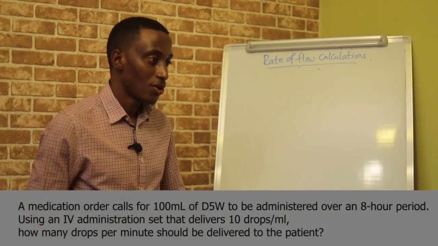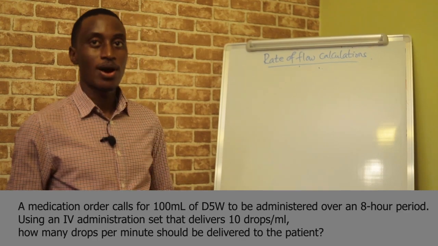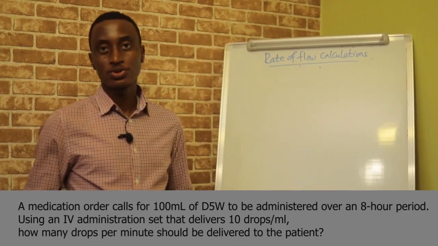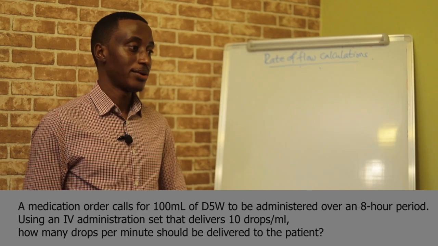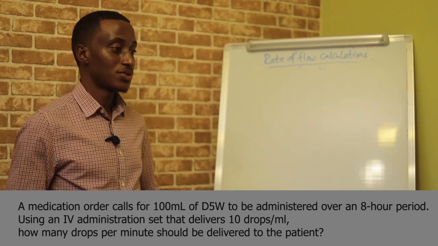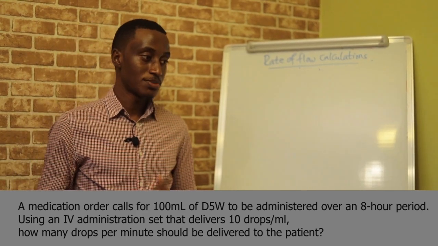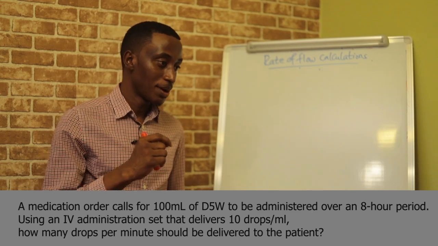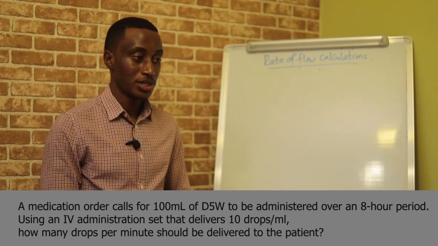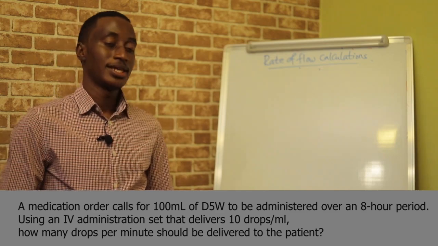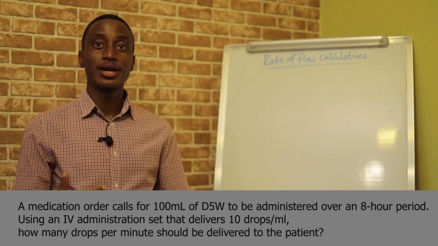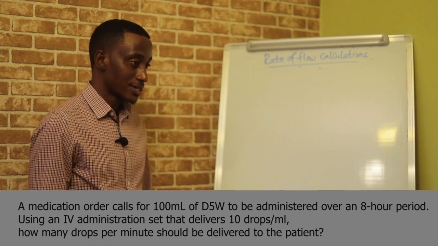A medication order calls for 100 mils of dextrose 5 in water to be administered over an 8-hour period using an IV administration set that delivers 10 drops per mil. How many drops per minute should be delivered to the patient? So when we encounter words like how many drops per minute, that means you are looking for the rate of flow. So let's write the data here.